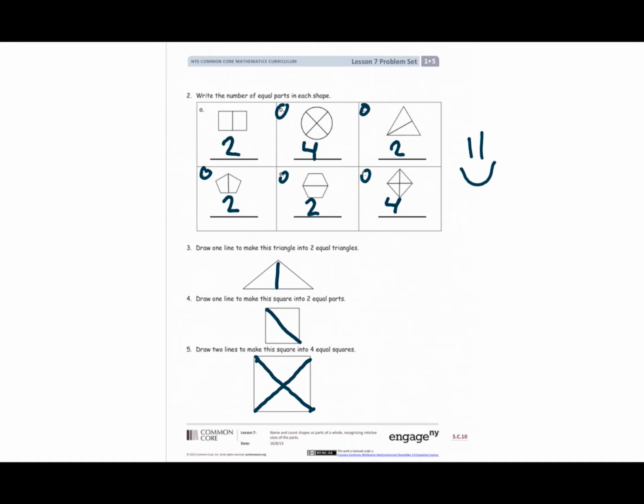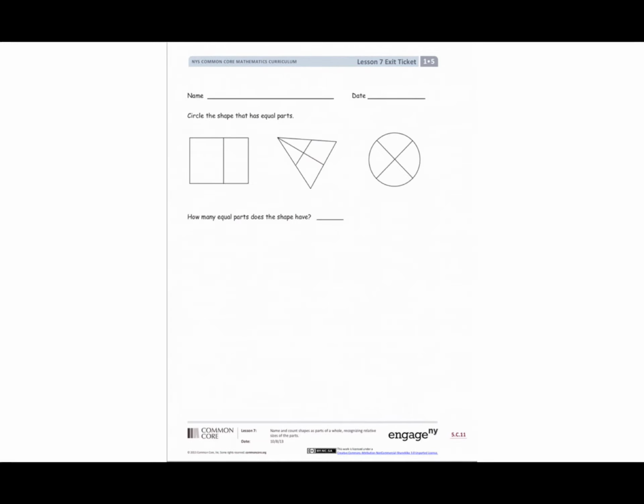Okay, boys and girls, good job. Go ahead and give yourself a happy face for that. When you're finished, turn to the next page and let's go to our exit ticket. Boys and girls, for your exit ticket, circle the shape that has equal parts. Circle the shape. Only one shape has equal parts. Circle that shape and then write down how many equal parts that shape has. And you write it here underneath, above this line here. Right here on this line.